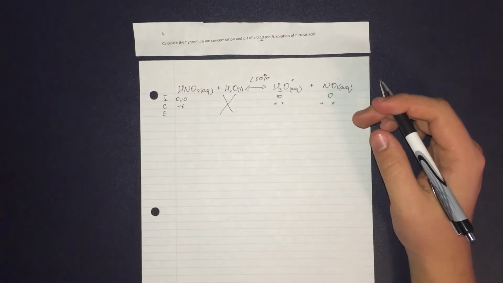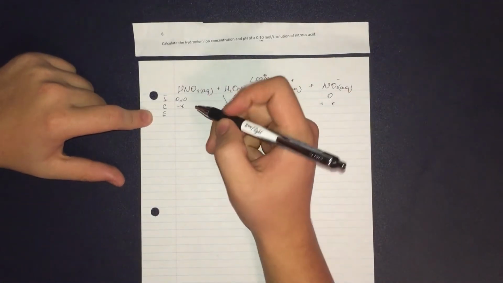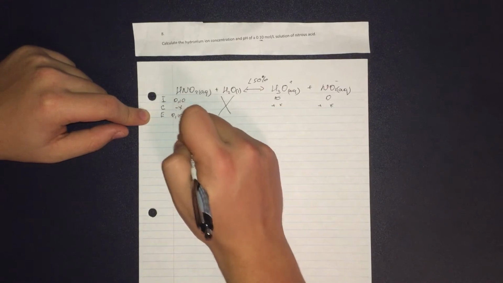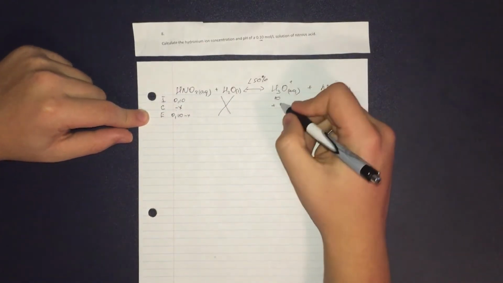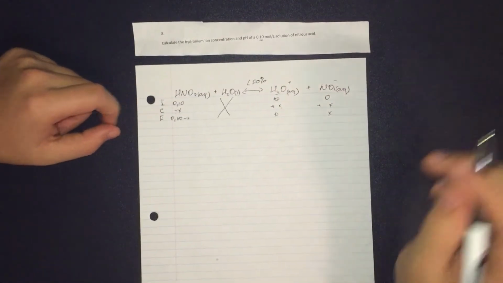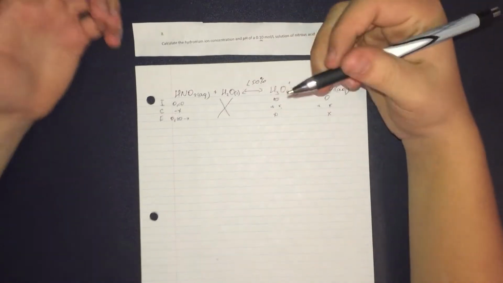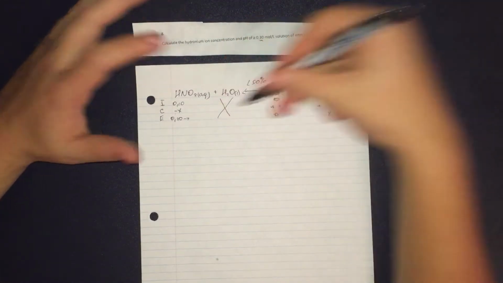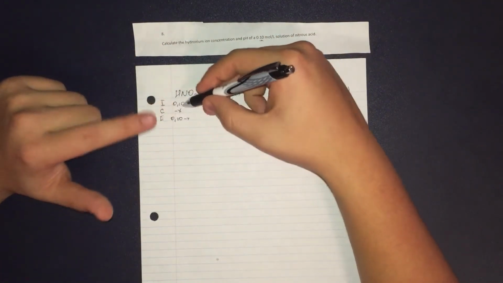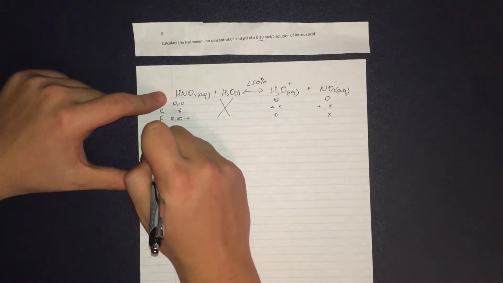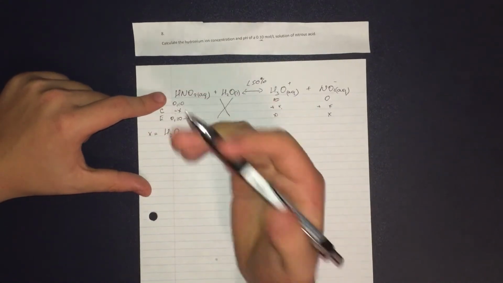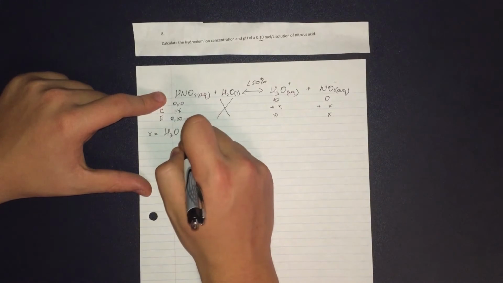Next step is to do our equilibrium. We just do an easy step. 0.10 minus x is equal to 0.10 minus x. Over here, 0 plus x is equal to x. And the same as here. In this question, we use our acid, and we have a hydronium. That means this change, this x, is equal to our hydronium concentration. That's what we are looking for. We look at our change, and change is our hydronium concentration.